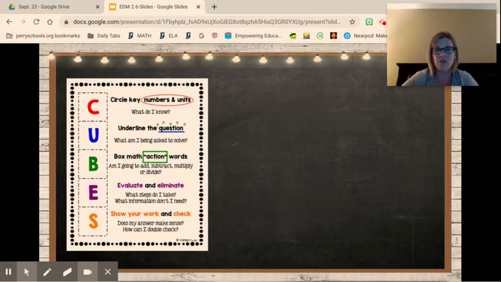The C stands for circling your numbers and your units. The U is underline the question. The B is to box in your math action words. E is for evaluate. Maybe you need to eliminate some of those extra words, numbers that you don't need. And then the S is to show your work and solve.